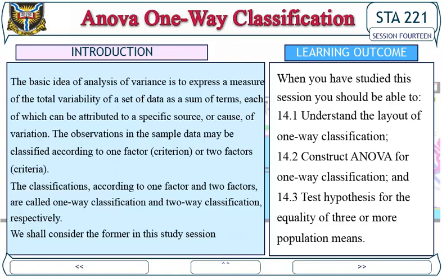Learning outcomes for Study Section 14. When you have studied this session, you should be able to understand the layout of one-way classification, construct ANOVA for one-way classification, and test hypotheses for the equality of three or more population means.